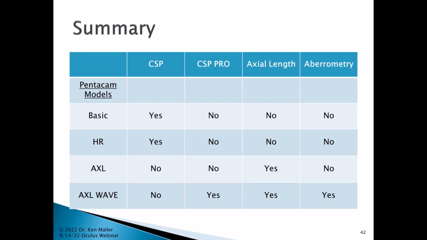Now here is a summary of the 4 models that are currently available. In the left-hand column, you can see basic, the HR, the AXL, and the AXL Wave. And then across the top, I've put the CSP software, the CSP Pro software, the axial length measurement and aberrometry, and which models can do which things. I'll just leave that up there for a second for you to take a look at, and then I'm just going to move on.